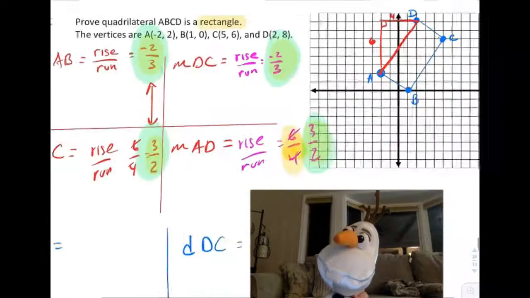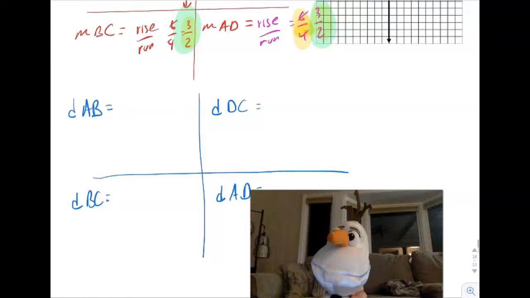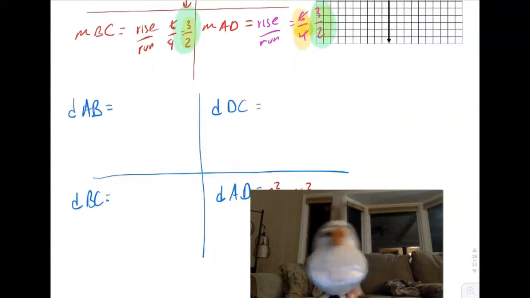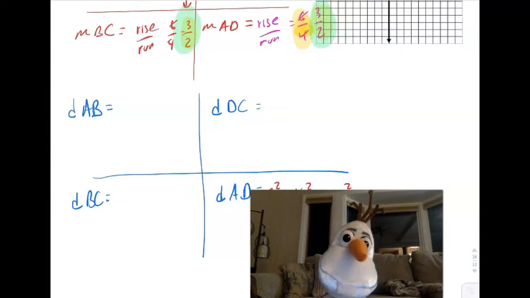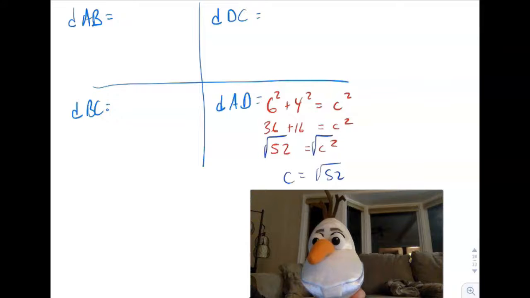So it's 6 squared plus 4 squared equals c squared. So that was AD actually. So it's 6 squared plus 4 squared equals c squared, which is 36 plus 16, which is 52. Then you can take the square root of 52. And if you wanted to break that down, you would say 4 and 13, so 2 radical 13.